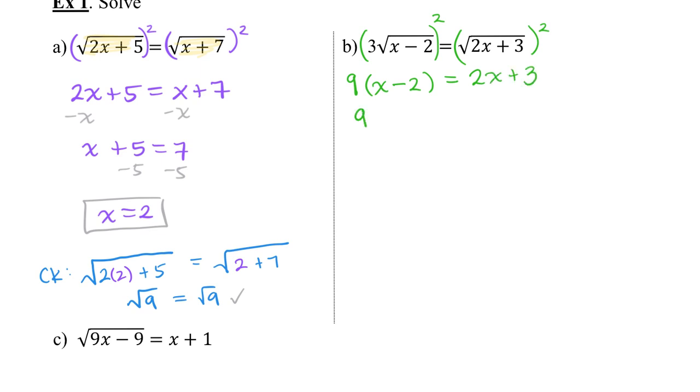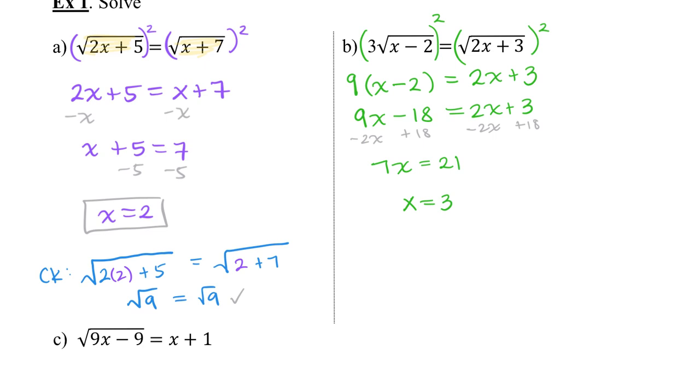Okay, once it looks like this, now I'm going to solve using my algebra skills. Okay, what should I do? I'm going to minus the 2x over. Then some of you are comfortable adding the 18 at the same time. 9x minus 2x is 7x. Cancel, cancel. 3 plus 18 is 21. Divide by 7, I get x equals 3.